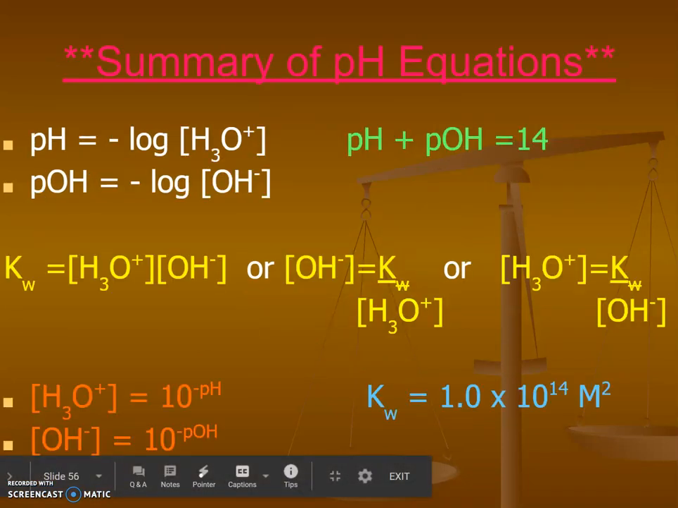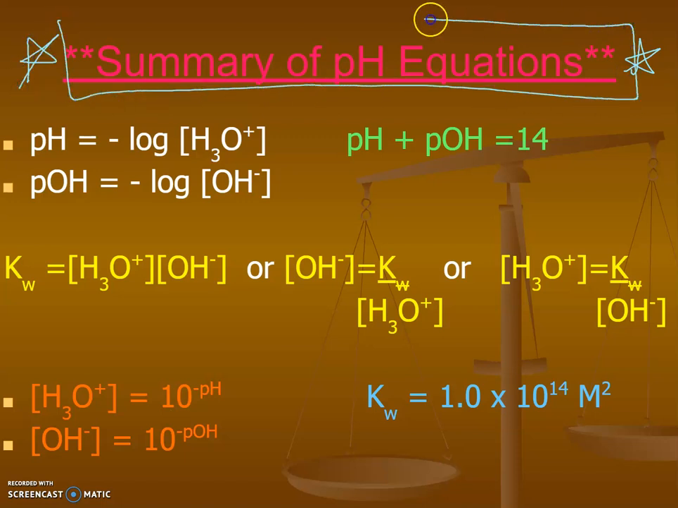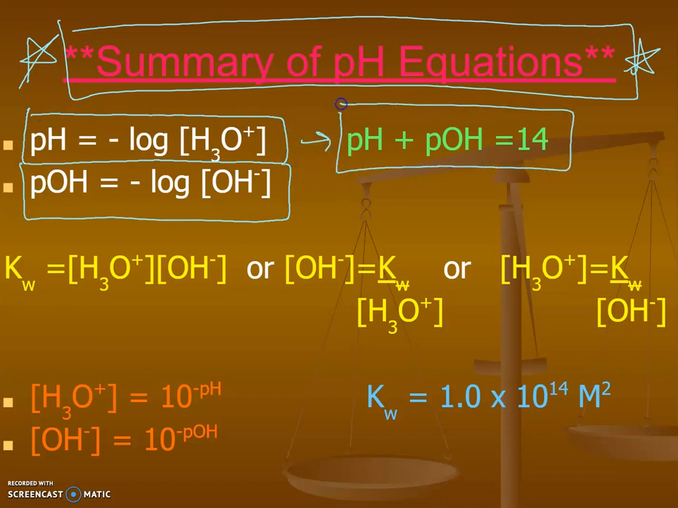Now, this is the go-to slide for the entire chapter. So star, circle, highlight, take a screenshot, a picture, whatever. These equations will help you go backwards, forwards, in and out because there are multiple ways to solve these. The two important equations are your pH and your pOH calculations, and you know that they both add up to 14. So you can go back and forth between them.